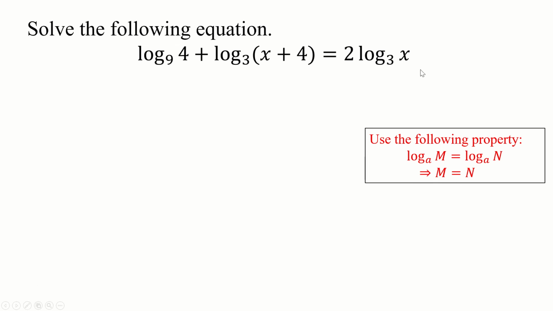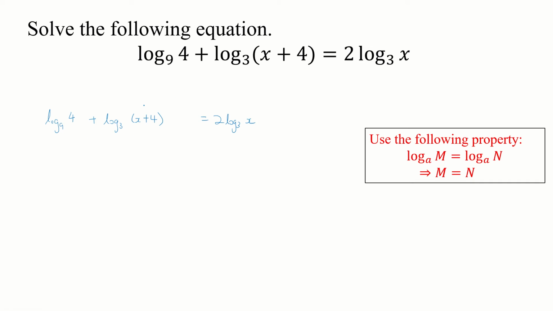So now let's see. On the two sides of the equation, the right side is almost ready, but the left hand side is not. So let's see what we can do to it to make it ready. So log base 9 of 4 plus log base 3 of (x plus 4) is equal to 2 log base 3 of x. Okay, so let's recall some tricks that we want to apply. We want to use this eventually.